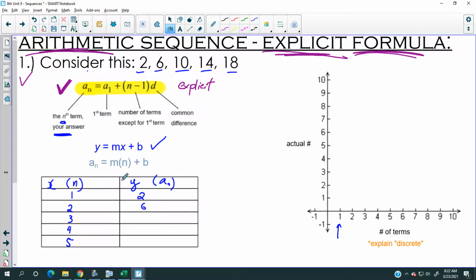So look, I can actually plot this. First term is 2. Second term is 6. Third term is 10. I'm out of space already, and I've got my 3 points here. Fourth term is 14, and fifth term is 18. So far so good. I'm just recording what I see here. Now, I don't know if you've noticed, this forms a straight line.